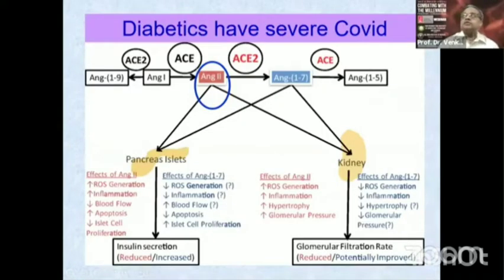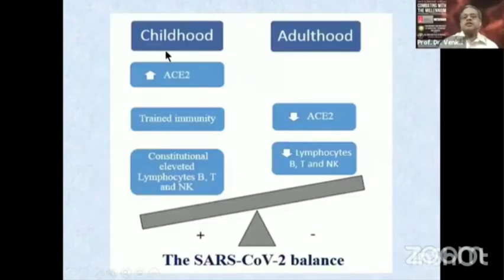Similarly, diabetics who have more severe COVID disease also have higher levels of angiotensin 2 because the converting enzyme is less. So this affects the pancreas and the kidney adversely. Similarly, the difference between why children have it less and adults have it more is largely related to how much of the enzyme is present. In addition, there are also differences in the immunity. Children have a more adaptive immunity, and so the symptoms are less.